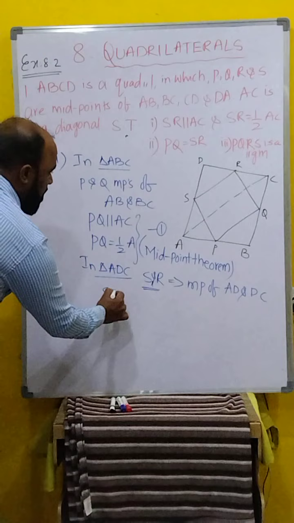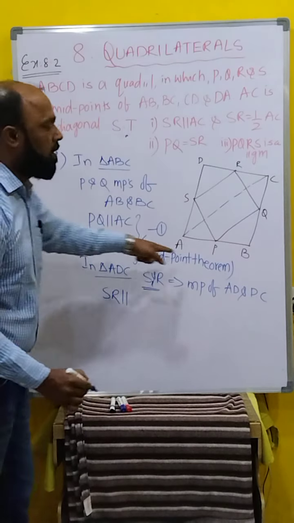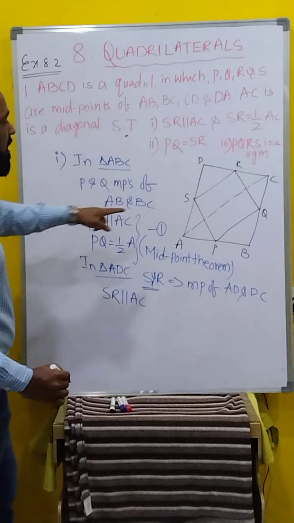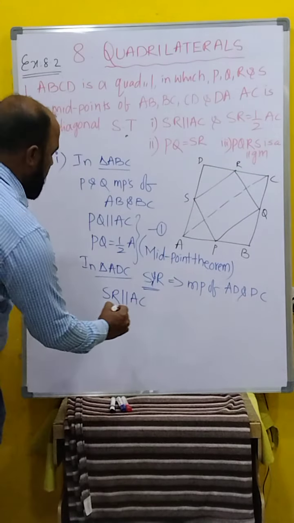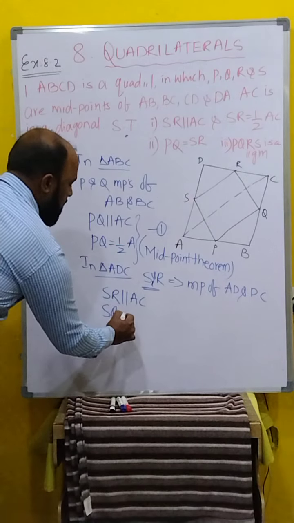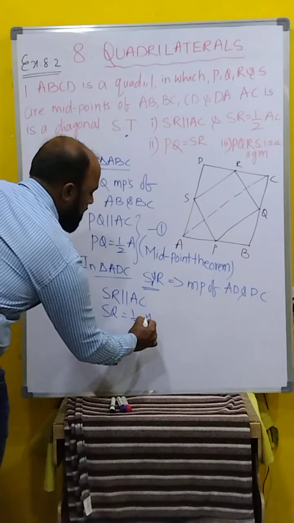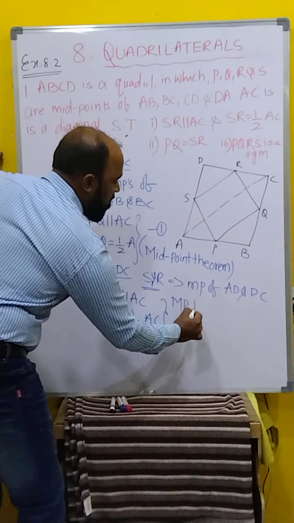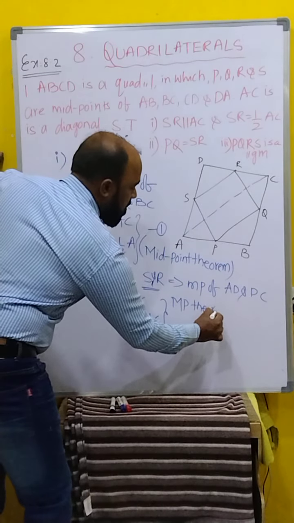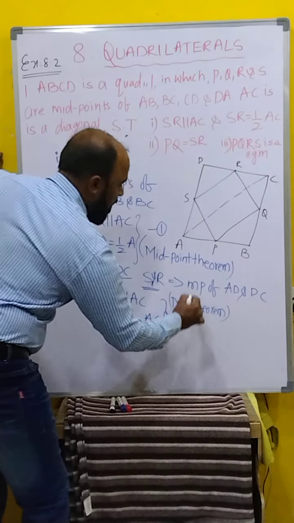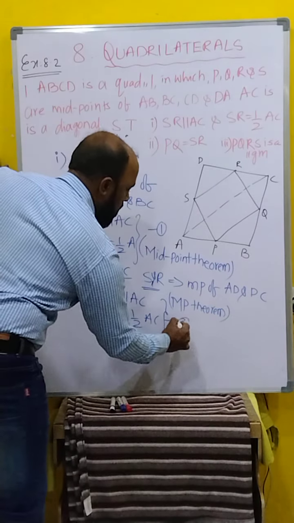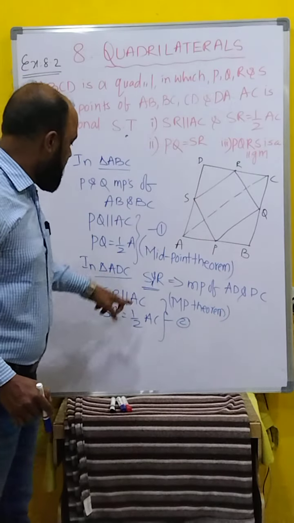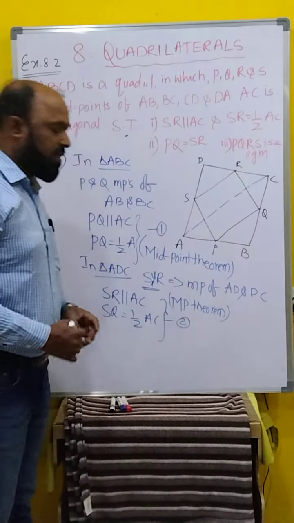SR is parallel to AC. Then SR is equal to half of AC. Here again, from midpoint theorem again. From MP theorem. Clear children? This is number 2. Clear? Now first one completed. SR parallel to AC and SR is equal to half of AC.